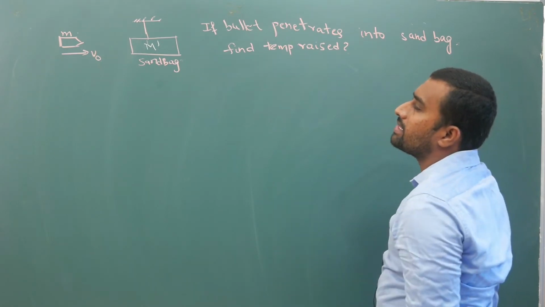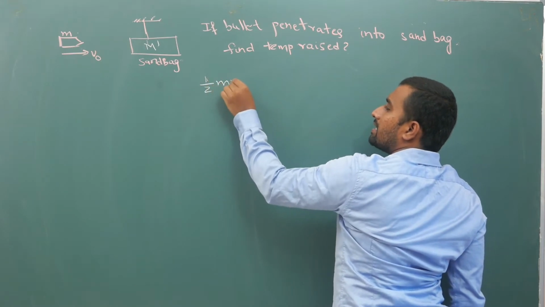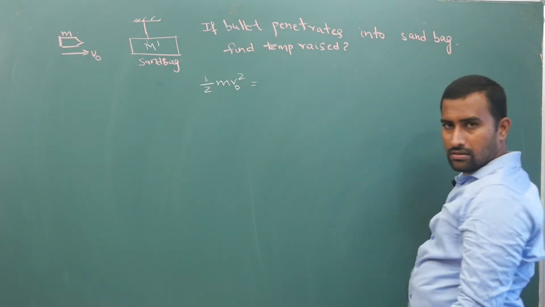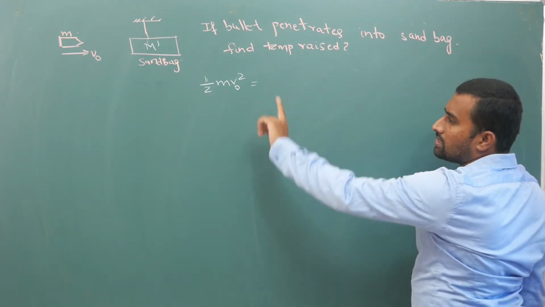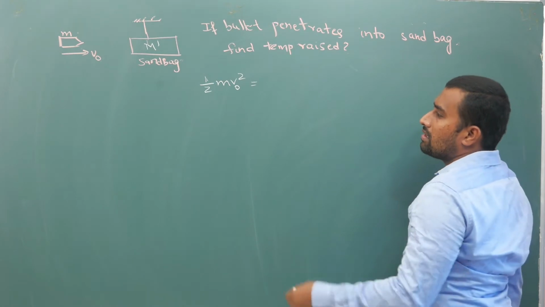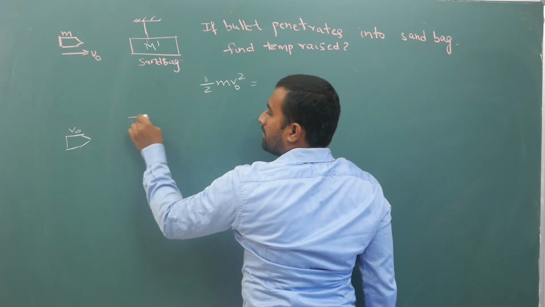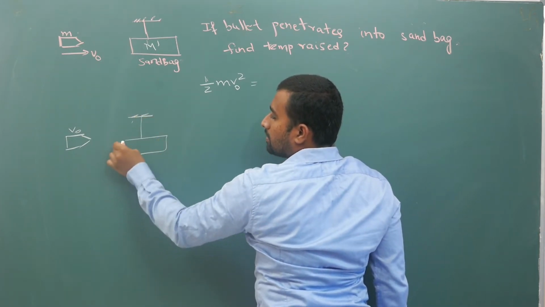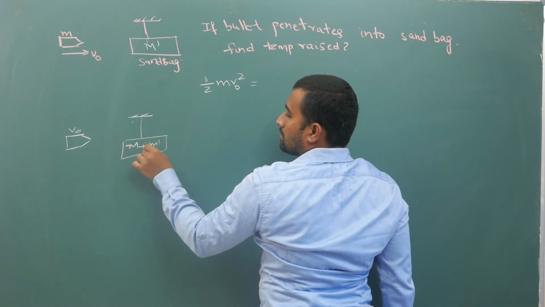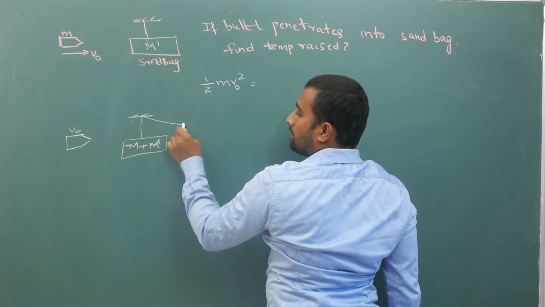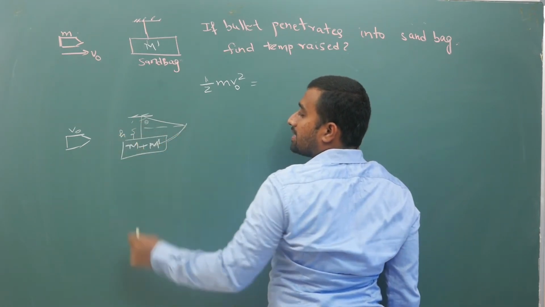Now when the bullet gets embedded, your initial energy will be only kinetic energy, that is half m v naught square. When it gets embedded, if the sandbag eventually comes to rest... in fact, in mechanics how we have solved this question is, if you have some block getting embedded like this, then this combined system of small m plus m dash will keep oscillating like this, and you are asked for this angle theta, or this height h could be asked.